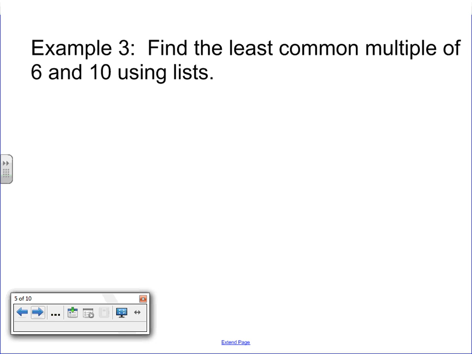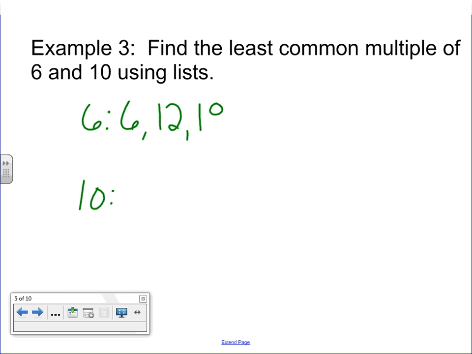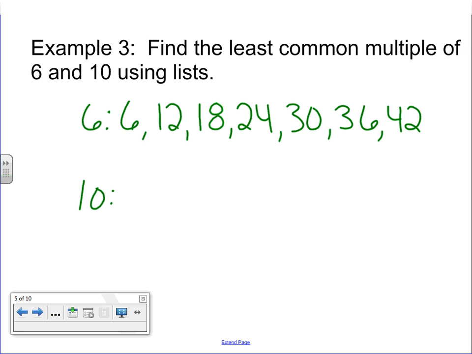Here's another example. We're going to find the least common multiple of 6 and 10 using our list method. So we're going to do the same idea. We're going to make our list of 6 and make our list of 10. So we'll start with 6, 6, 12, 18, 24, 30, 36, and 42. So we'll stop there.